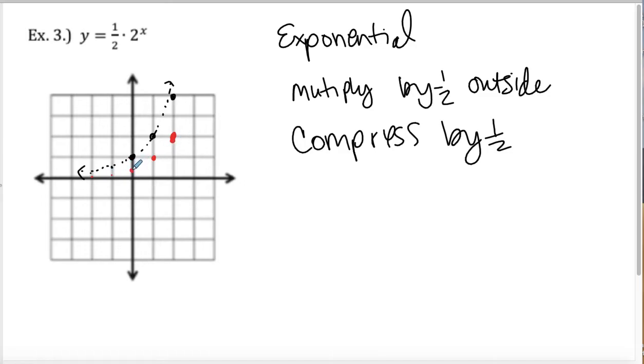So I'm going to head up here through my parent points, exponentially curve up, and then my curve is going to head down here towards the x-axis. And so my red graph here is my 1 half times 2 to the x, so it's compressed by a half.